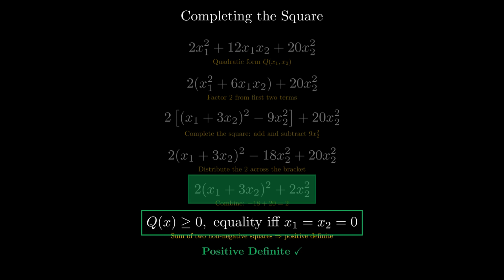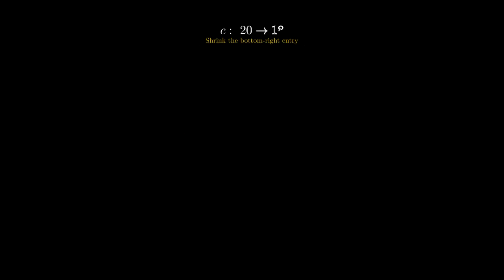And it equals 0 only when both squares vanish, which forces x1 plus 3x2 to be 0 and x2 to be 0. Hence, x1 is also 0. So the form is strictly positive whenever x is non-zero. Positive definite, proven. Watch what happens when c shrinks. Drop the bottom right entry from 20 down to 18.